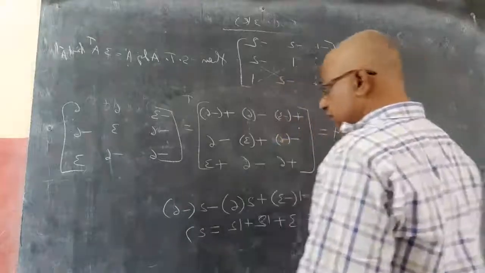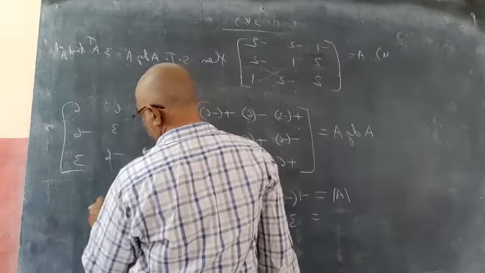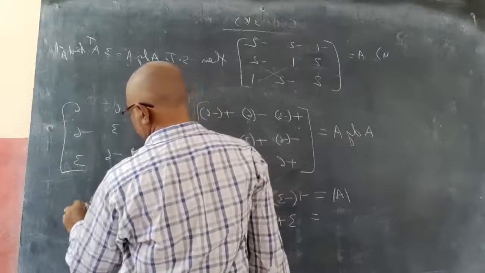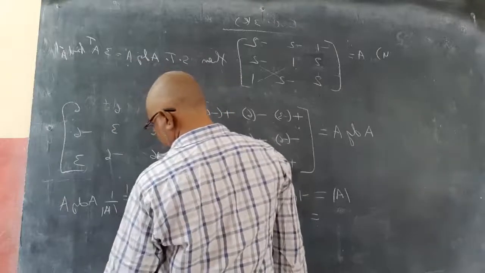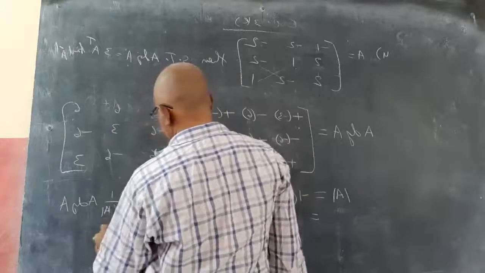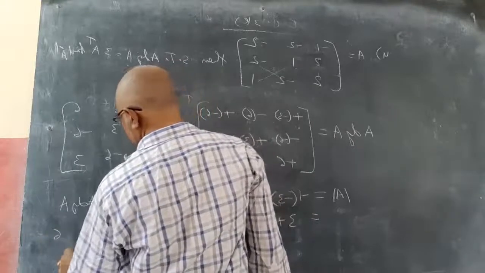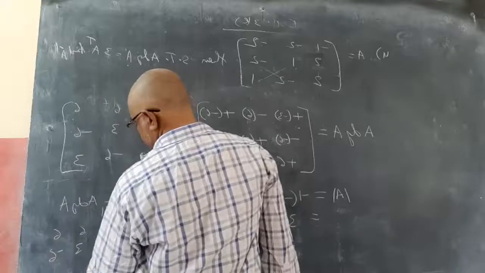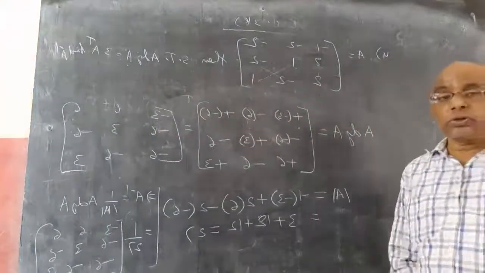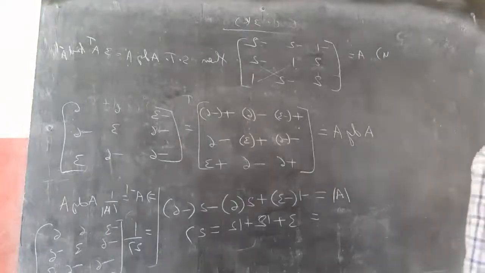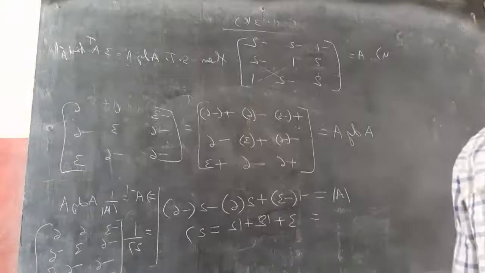So A inverse equal to 1 by det A into adjoint A, equal to 1 by 27 into its adjoint A. Minus 3, 6, 6, minus 6, 3, minus 6, minus 6, minus 6, gives you A inverse. This is how we will find A inverse and adjoint A.